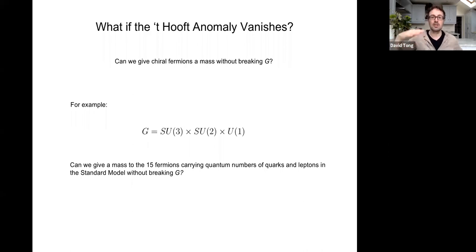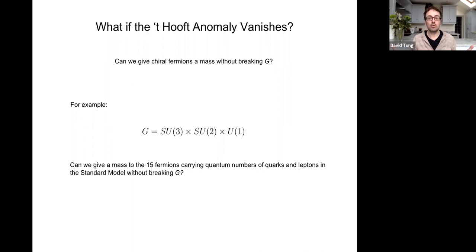is it possible to take one generation of fermions in the standard model and give them a mass without breaking the gauge group of the standard model? Now, the fermions in the standard model do have a mass, but they choose to do it by breaking the gauge group G. There's a Higgs mechanism. They couple 3 Yukawa terms to a Higgs boson. The Higgs boson gets a VEV, and of course it breaks SU(2) times U(1) down to electromagnetism.